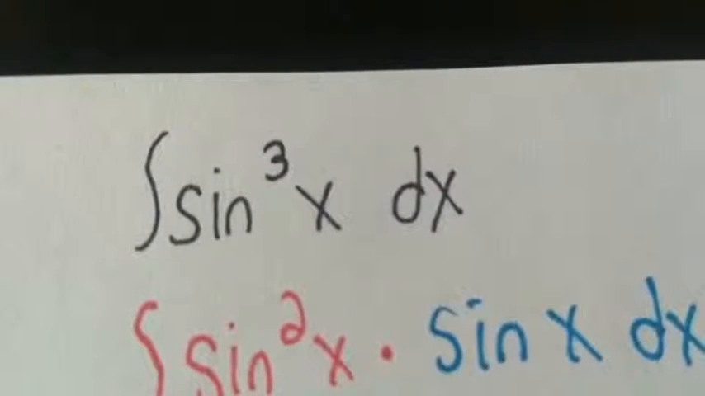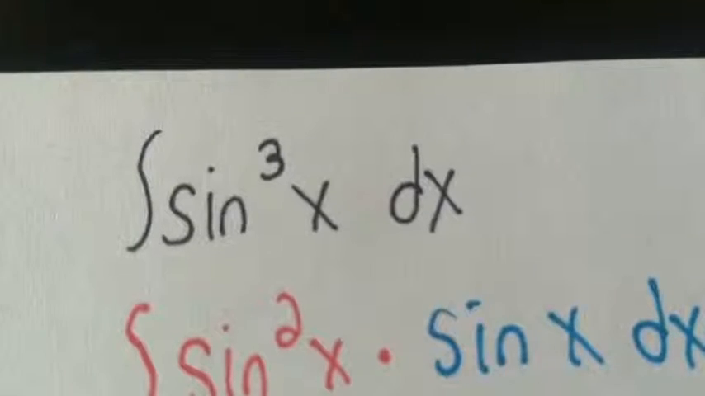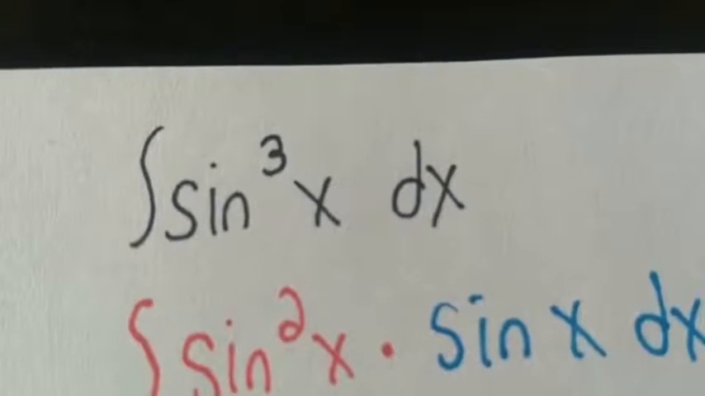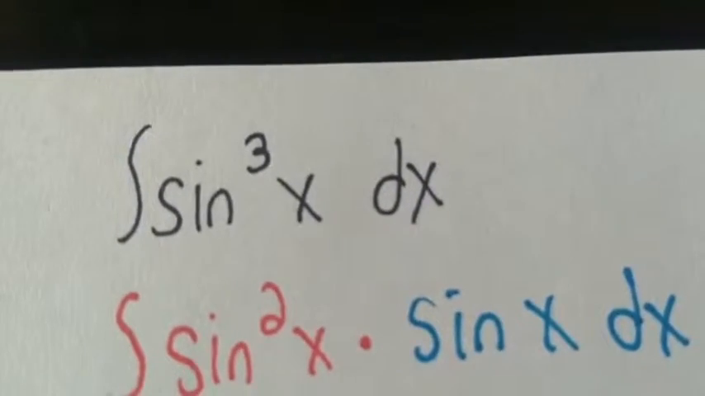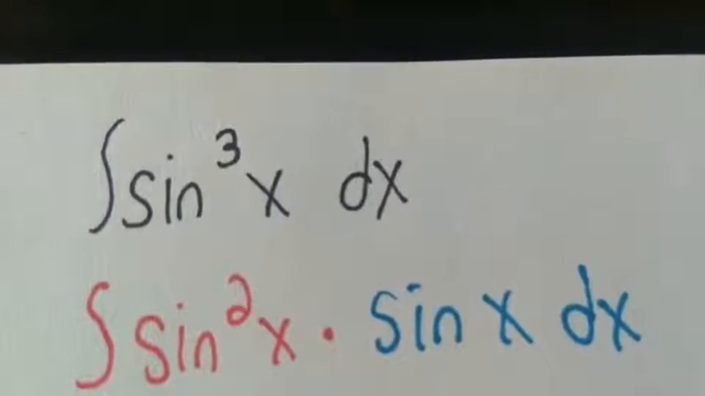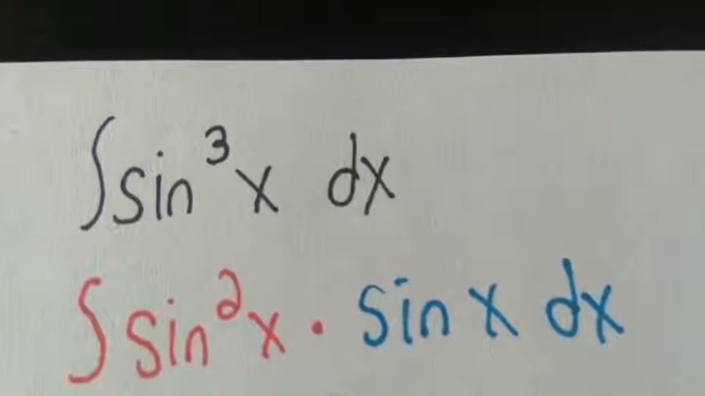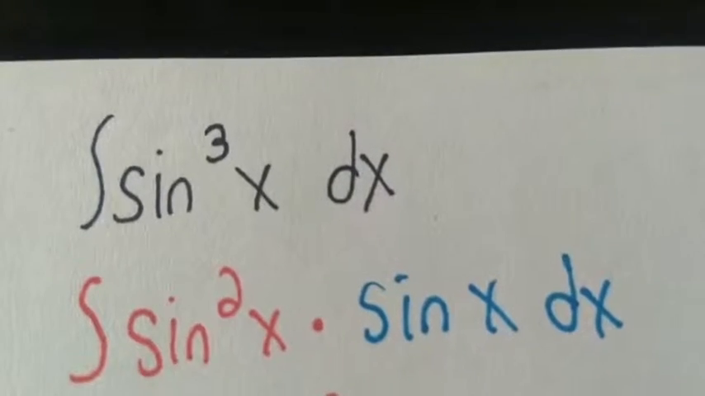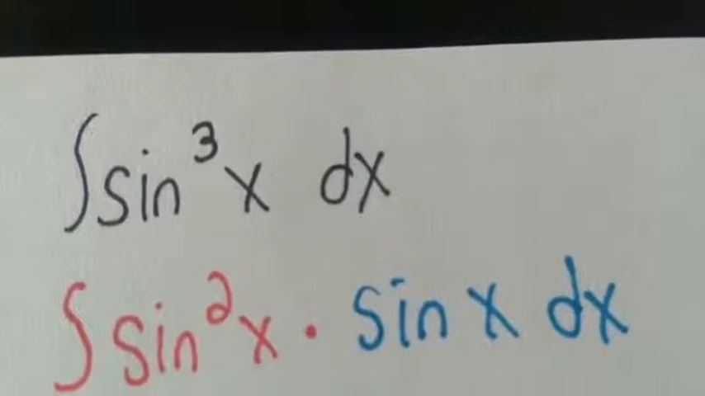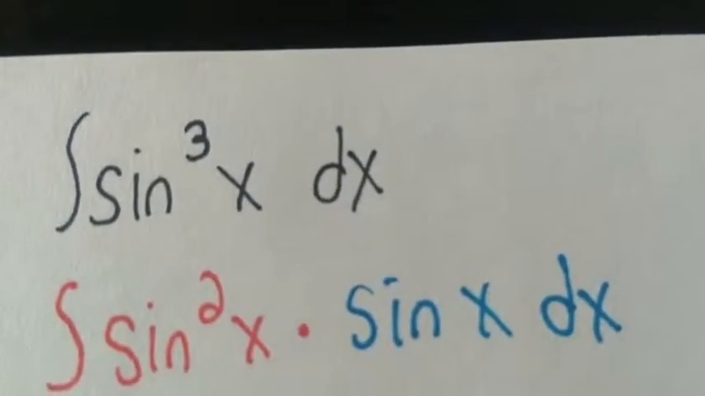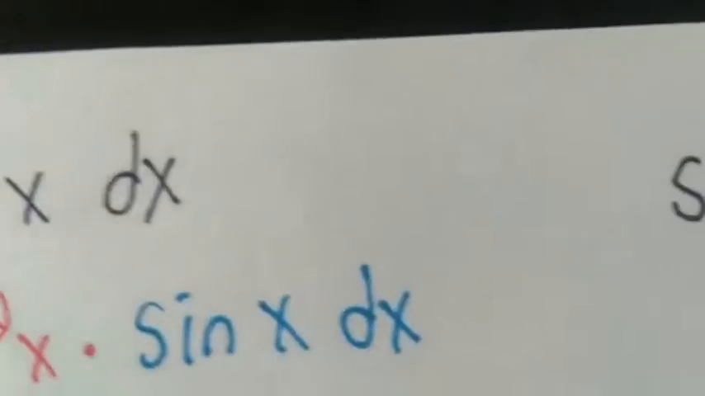When you need to integrate sine to the cube, you would need a different procedure than when you integrate sine to the square. First of all, we need to split sine to the cube into sine to the square times sine of x dx. Then we can substitute sine to the square with 1 minus cosine squared of x. Why? Because we know this next equation.